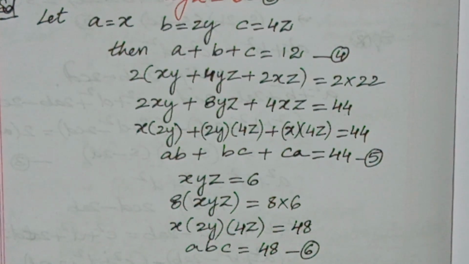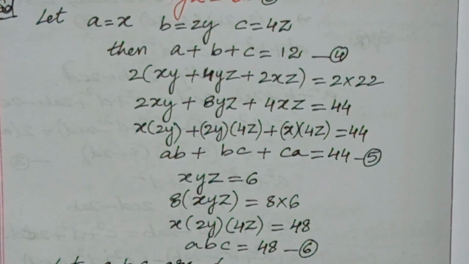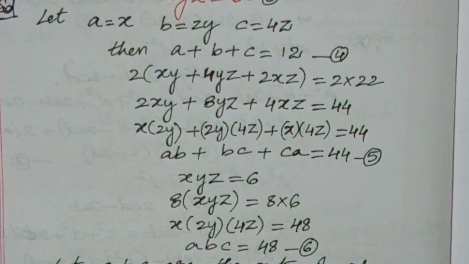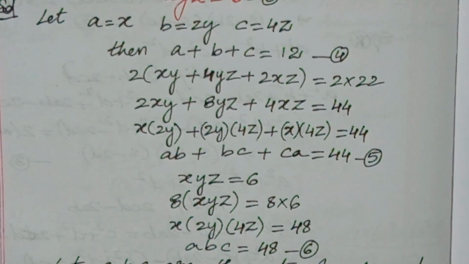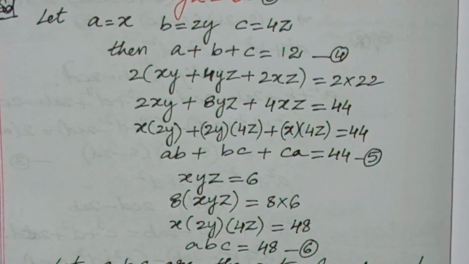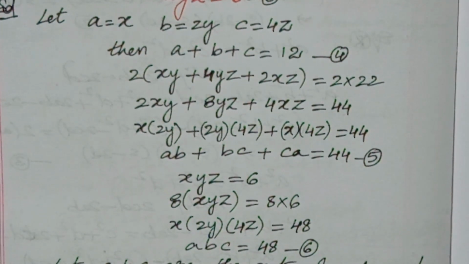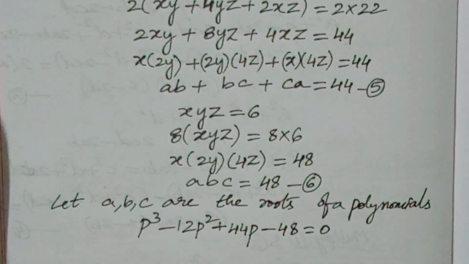Now let a, b, c be the roots of a polynomial, the polynomial p cubed minus 12p squared plus 44p minus 48 equal to 0. Now here you have to find the roots of this polynomial.